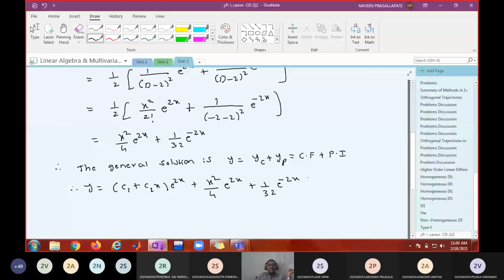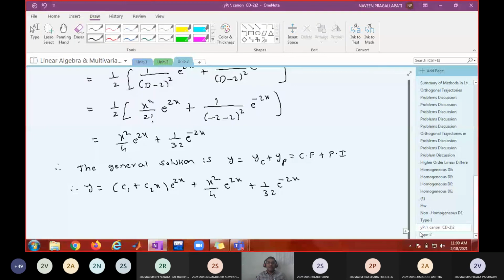Is this clear to all of you? So that is how we have to solve a non-homogeneous system. Find the complementary function, find a particular integral by some method, add these two, and you will get the general solution of the non-homogeneous equation. Did you copy? Okay. Shall I proceed?